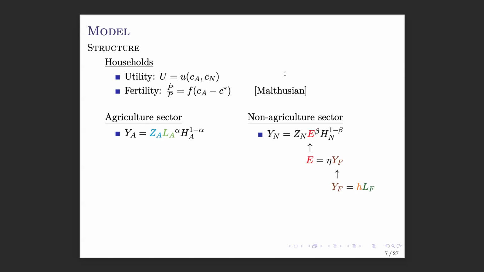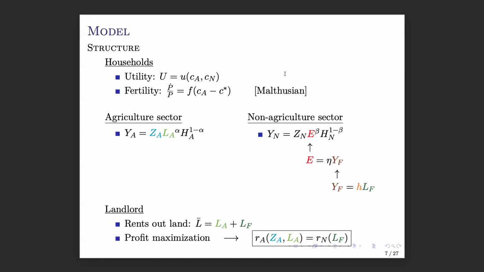the amount of forest output that's produced. There is then on top of this a landlord. So this is where this sounds more like a medieval setting, which is maybe more germane to the second empirical application that I'll talk about than the first, who rents out land. So there's a fixed stock of land that's allocated between agriculture and forests. And that landlord maximizes profits from that land by equating rents in these two sectors.